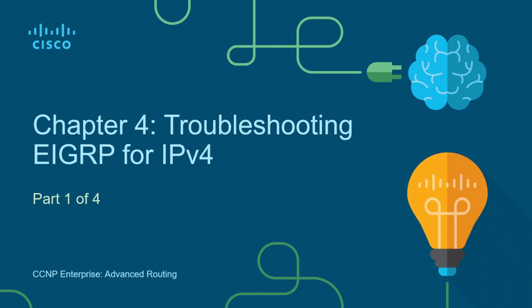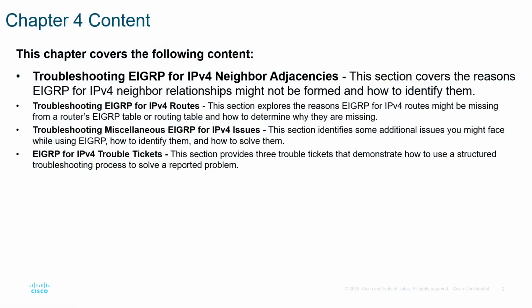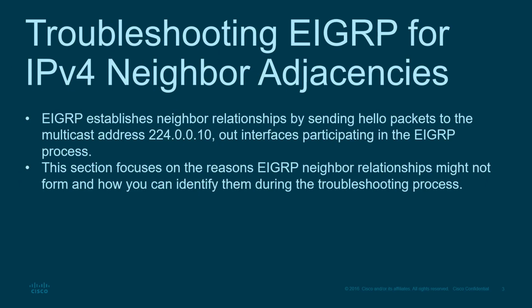Okay, welcome back to Chapter 4. So this is the first of 4 within troubleshooting for EIGRP. What we'll be looking at in this first video of the series is troubleshooting neighbor adjacencies. So this will be looking at why some of the issues around our adjacencies not forming correctly.